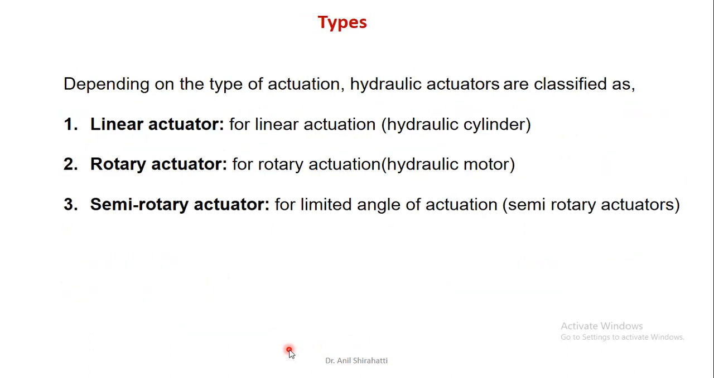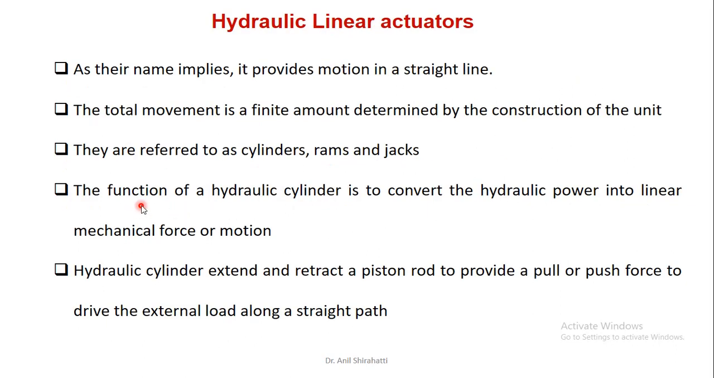There are three types of hydraulic actuators or cylinders: linear actuators, rotary actuators, and semi-rotary actuators. So what are linear actuators? As the name implies, they provide straight line motion. The total movement is a finite amount determined by the construction of the unit. They are also referred to as cylinders, rams and jacks.